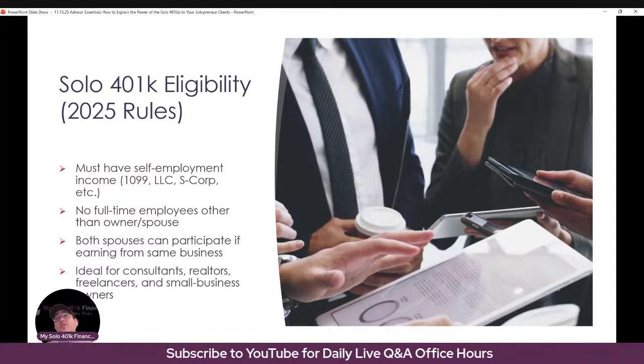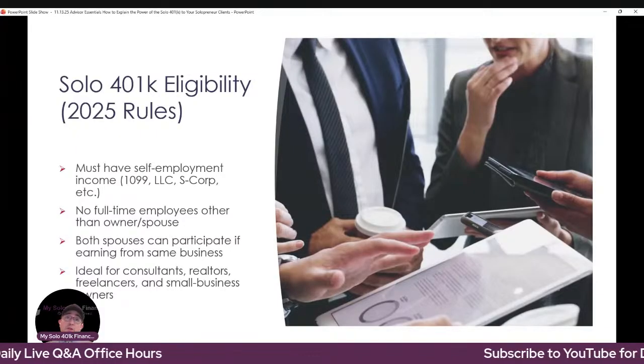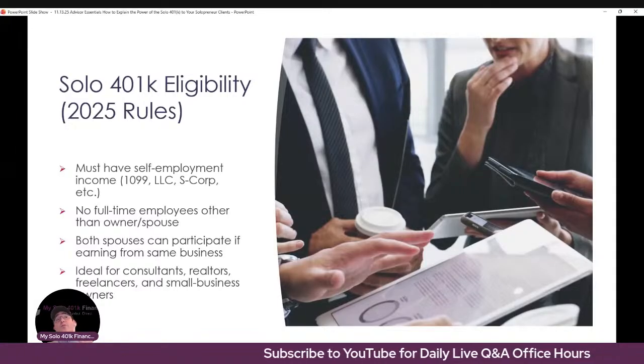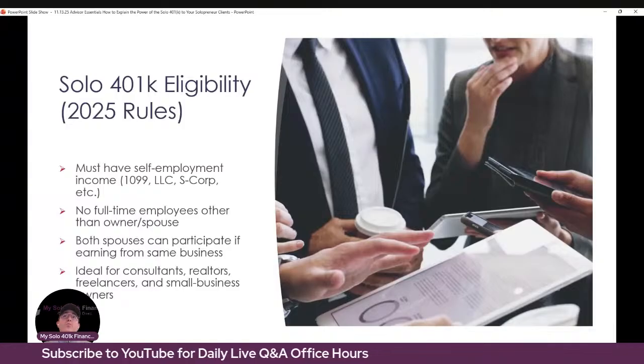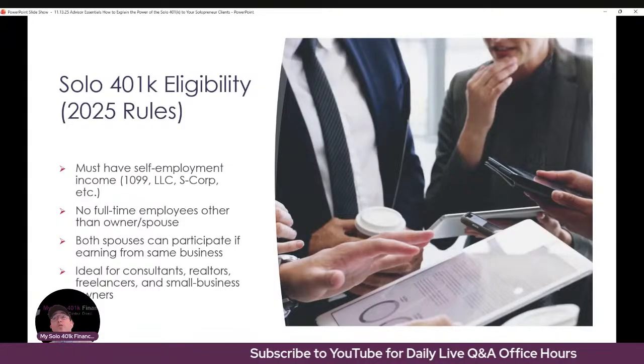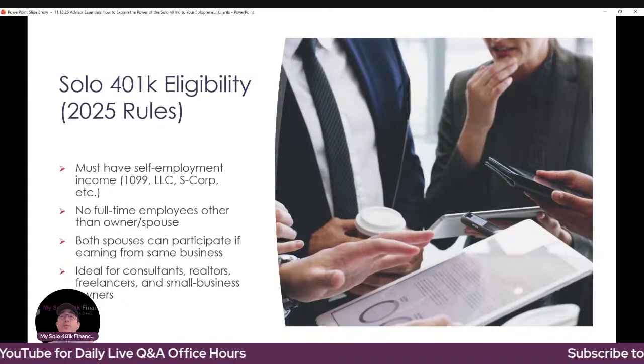Same thing if your business is a single member LLC that's taxed as a disregarded entity. Earned self-employment income is reported on Schedule C of your taxes. Now, if your business is taxed as an S Corp or a C Corp, earned self-employment income would be the W-2 wages that you receive from the S Corp or a C Corp. Finally, if your business is taxed as a partnership, earned self-employment income is income reported on line 14 of the K-1 that you receive from the partnership.